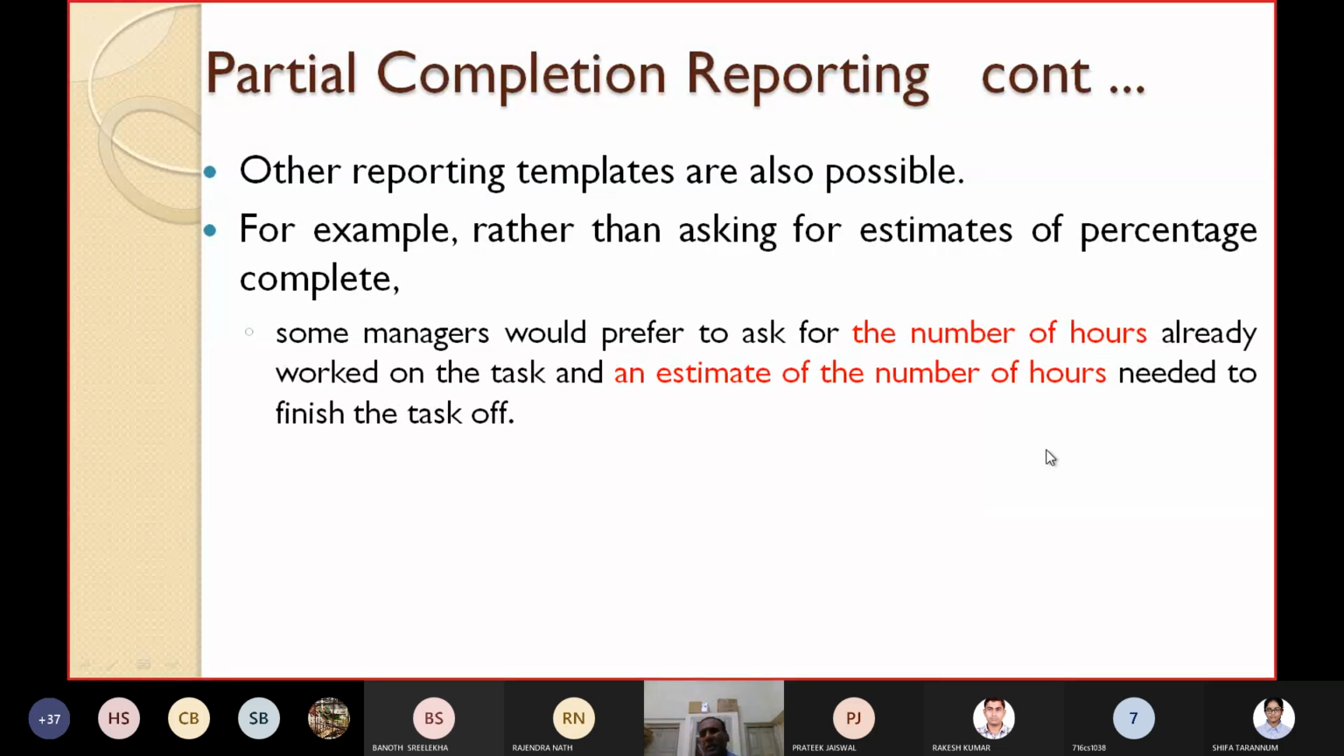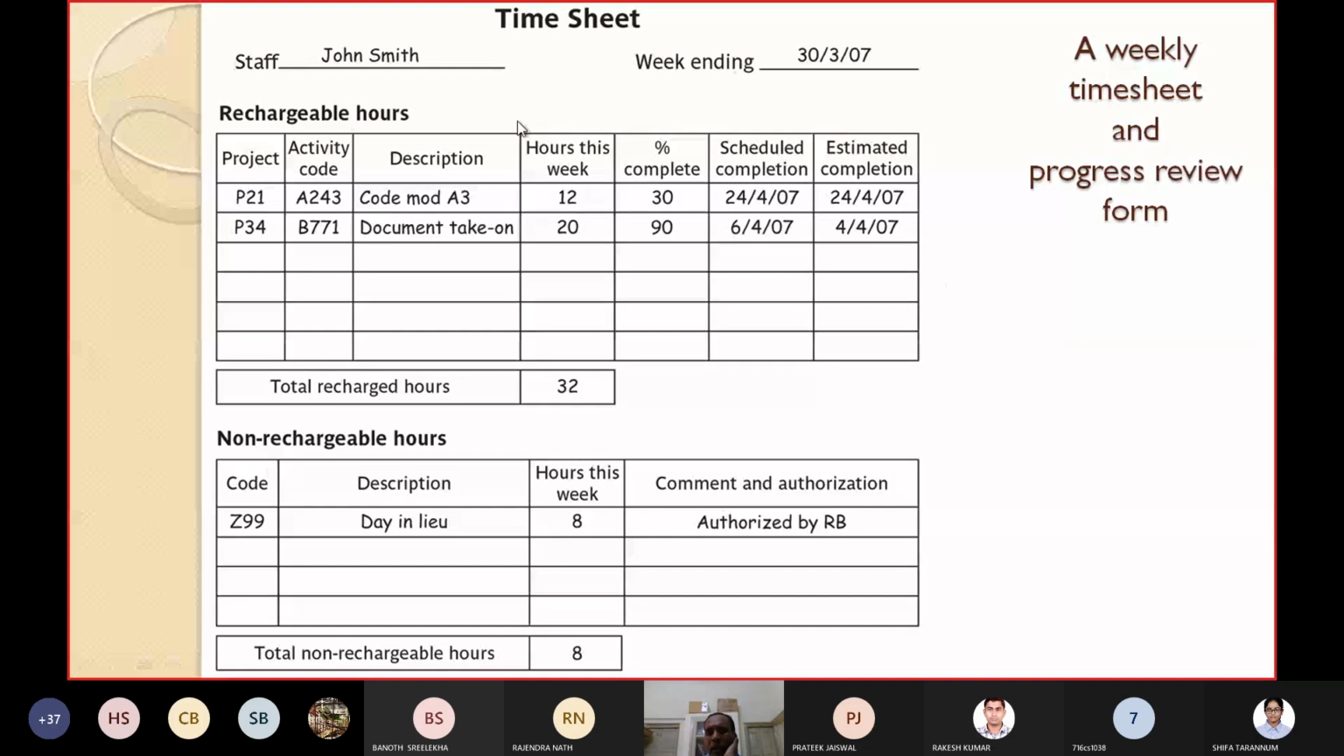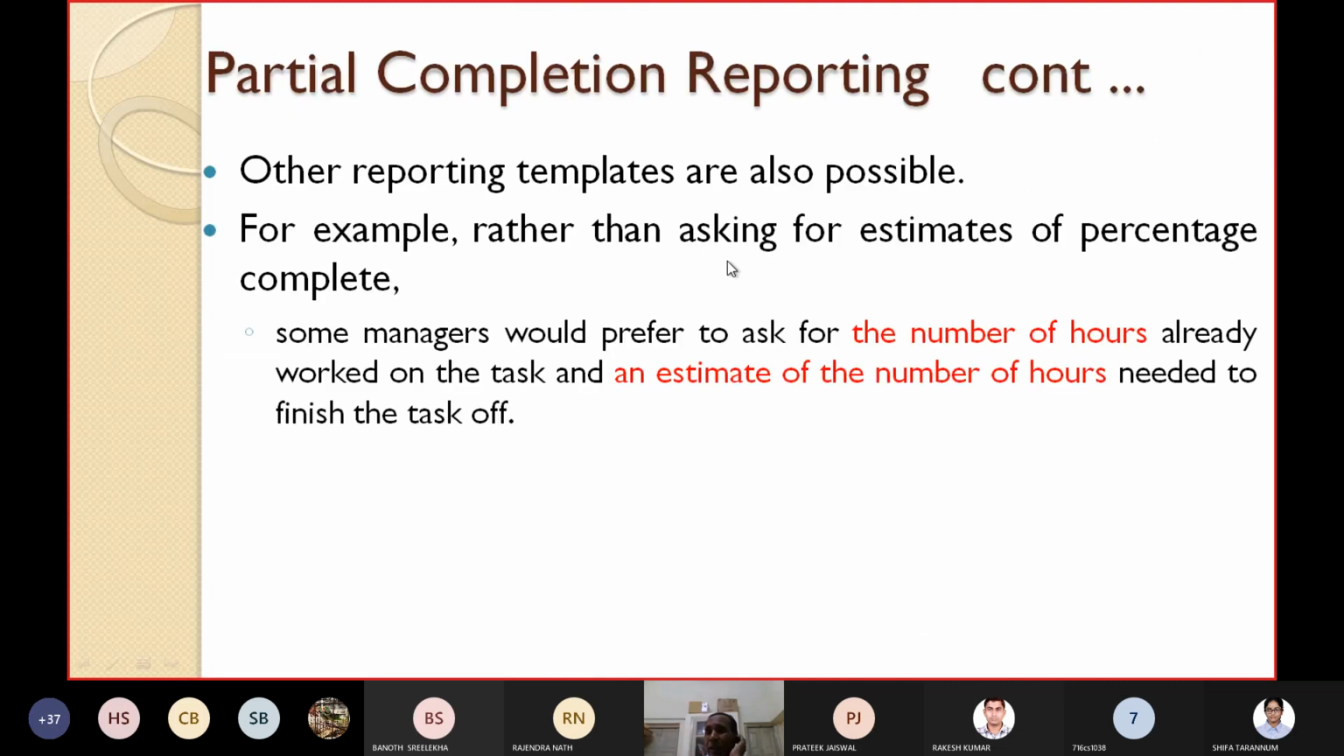And another method that some managers use is not in terms of percentage. Say the total hours required is 50 hours to complete the job. Up to today, how many hours have you finished, and how many more hours are you estimating it will take? So by today you have finished 20 hours, 30 hours it is supposed to take, but you are estimating some major difficulty there, so I will take 35 hours. What is the estimate of the number of hours it will take? So this is another way.